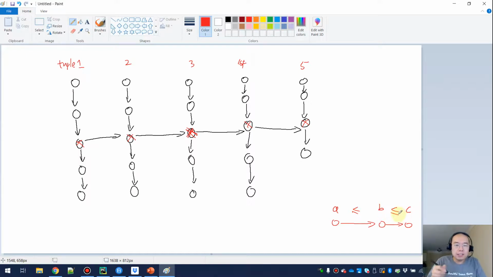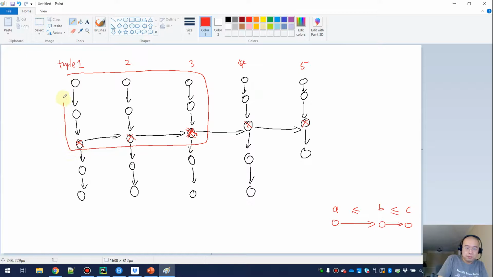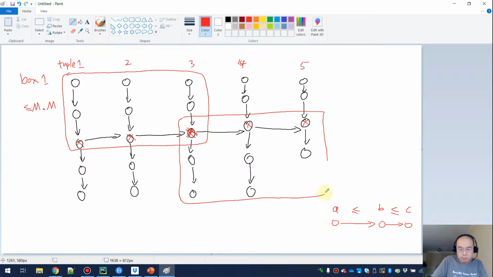With that being said, if I draw such a box, I call this box 1. This box 1 holds the values smaller than or equal to the median of the medians. And if I draw this other box, these are the values greater than or equal to the median of the medians. So this is the trick.